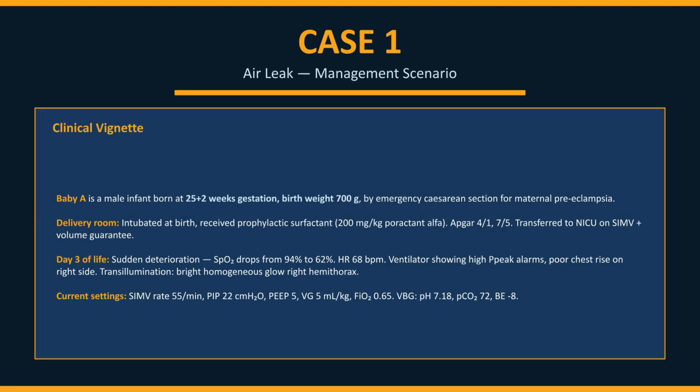IVH. Case 1 involves a 700 grams, 25-week infant with sudden deterioration on day 3 of life. The patient presented with bradycardia, low SpO2, high peak alarms, and unilateral bright transillumination, suggesting a tension pneumothorax.